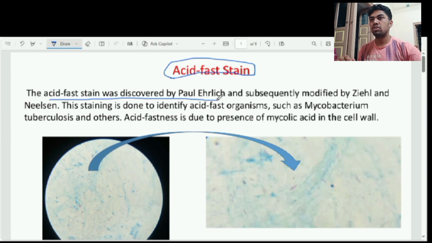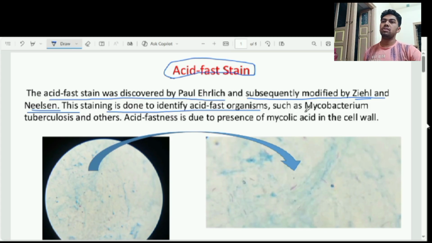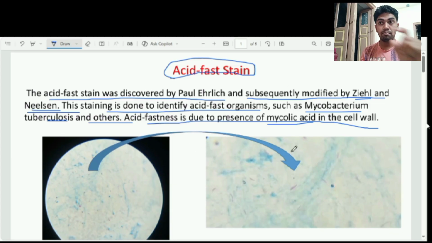Acid fast stain was discovered by Paul Ehrlich and subsequently modified by Ziehl and Neelsen. That's why acid fast stain is also known as ZN stain. It is an often asked question: what is the full form of ZN in the ZN stain? That is Ziehl Neelsen. This staining is done to identify acid fast organisms such as Mycobacterium tuberculosis and others. We will see after that what the organisms are that are acid fast. Acid fastness is due to the presence of mycolic acid in the cell wall. That mycolic acid is present in the cell wall of Mycobacterium species, so because of that mycolic acid, the acid fastness.